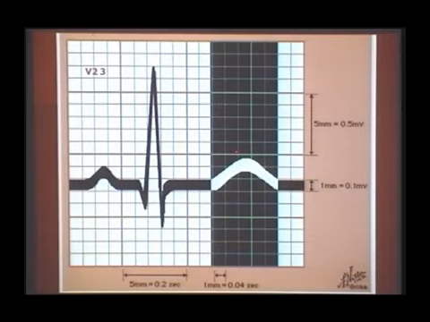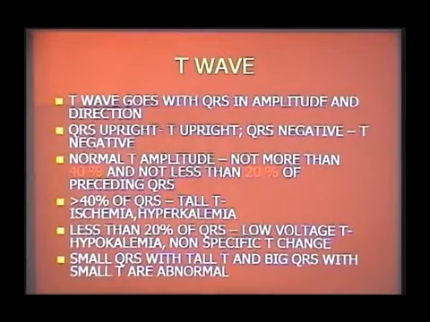Only the amplitude from the baseline to the peak of the T wave is the amplitude of the T wave. So T wave goes with the QRS in amplitude and direction. This is what I told you. The normal T wave should not be more than 40% of the succeeding or the preceding R wave. It should not be more than 40% of the QRS. So it goes with the QRS.